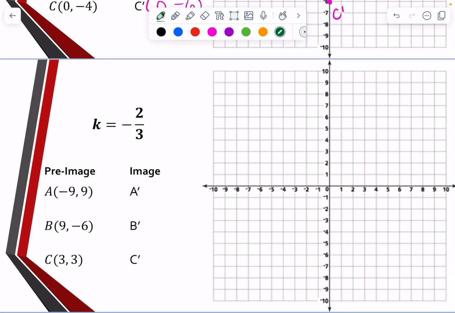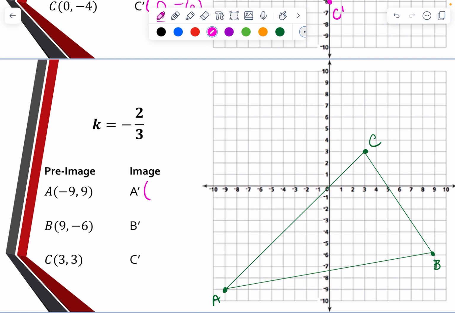So we're going to start off again with the pre-image. So negative 9, negative 9. Here is A. B is at 9, negative 6. And C is at 3, 3. Now, when you look at this figure, when you look at the scale factor here, this is going to cause a shrink or a reduction, however you like to word that. Okay, the reason being is because that value of 2/3, the absolute value of negative 2/3 is 2/3, falls between 0 and 1. So now let's find A prime.